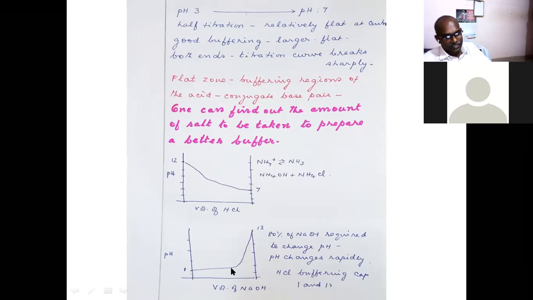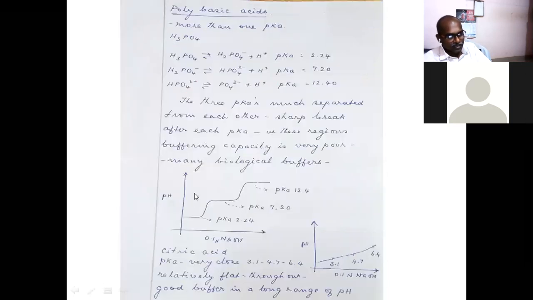So the pH change is not very much pronounced. So look here, sometimes we can take acids with more than 1 pKa value. More than 1 pKa value means you take phosphoric acid. It has 3 replaceable hydrogen atoms.